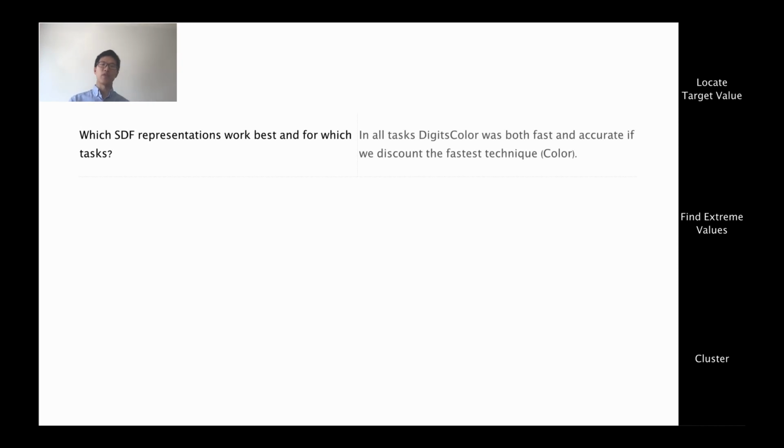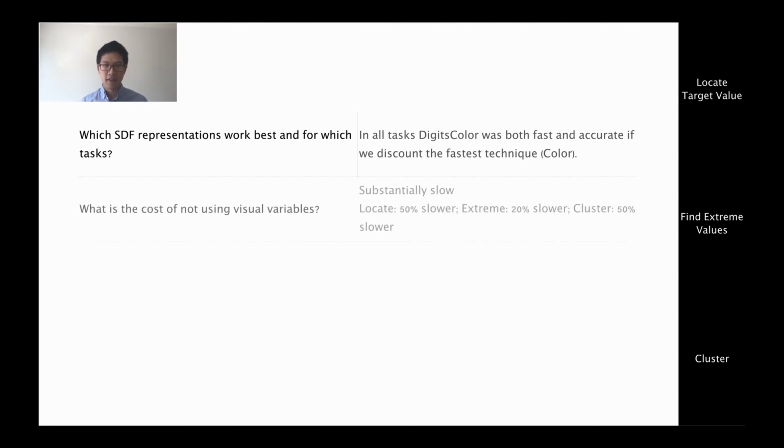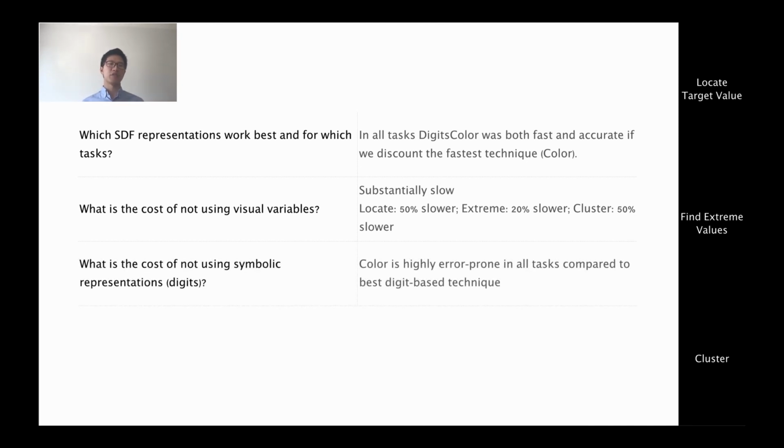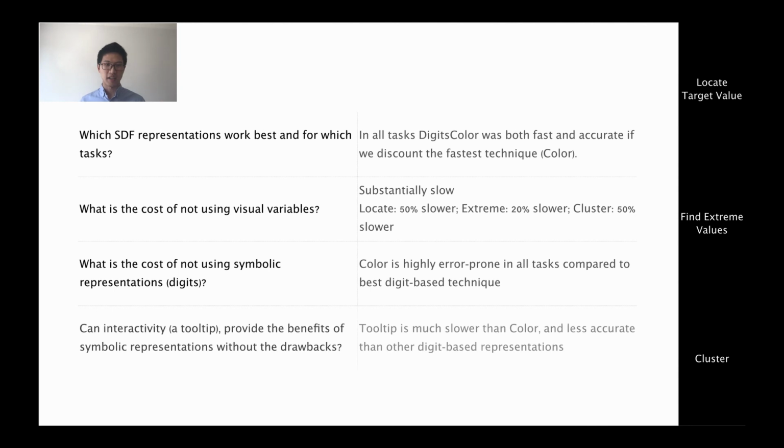So with those three experiments, we answered the previous research questions. We found that in all tasks, DigitsColor was both fast and accurate if we discount the fastest technique, color. The second question: what's the cost of not using visual variables? The cost is that it becomes substantially slower, and it depends on the task. And the cost of not using symbolic representation is that it is highly error-prone for all tasks compared to the best digit-based technique.